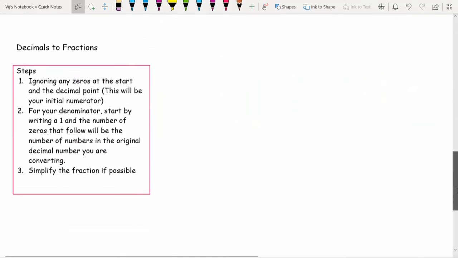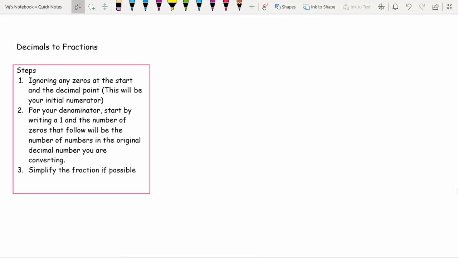So then converting decimals into fractions. Now this can be done in several steps. I've written down the steps, you can see on the screen, and let's go through some examples of what they all mean. So for number 1, let's say I want to write 0.31 as a fraction.